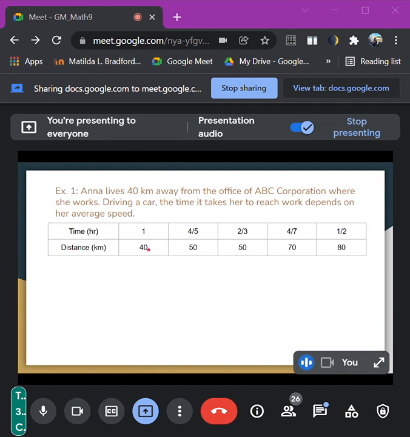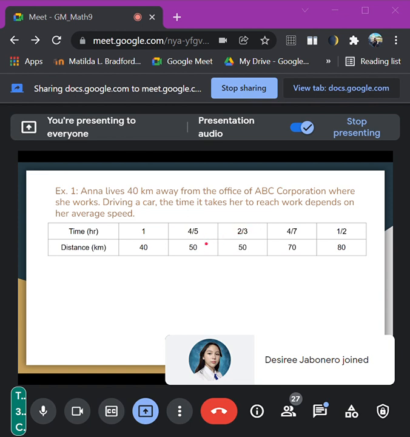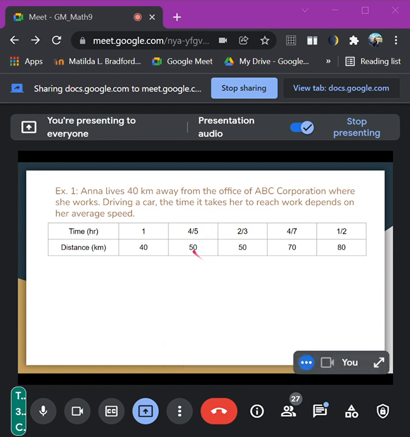So for 1 hour, that is 40 kilometers. And then for 4 over 5 hour, that is 50. And then 2 over 3 hours, that is 50 gihapon, ihang kilometers. And then 4 over 7, that is 70. Or maybe this is 60, typo lang ni siya. Okay, 40, 50, 60 na siya. And then 70 ang 4 over 7. And then 1 half hour or 30 minutes, that is 80. Okay? So, mao ni iyahang table or mao ni iyahang time frame. It depends sa iyahang speed, ang iyahang ma-reach nga oras pagpadong sa iyahang trabahoan.